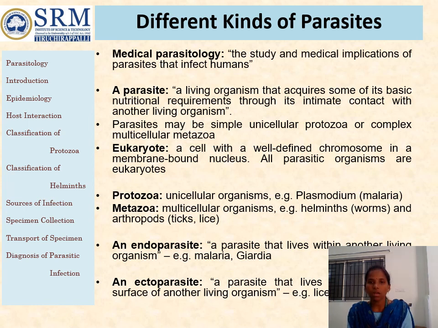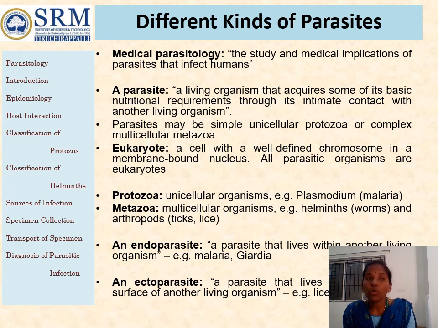One is protozoa and the second is metazoa. Protozoa means unicellular organisms. Example, Plasmodium. Next, metazoa means multicellular organisms. It's under the helminthic types. So helminthic means worm types. So examples, ticks and lice.